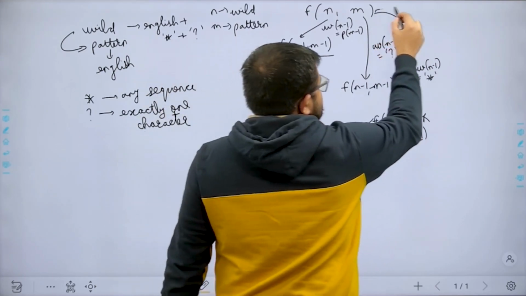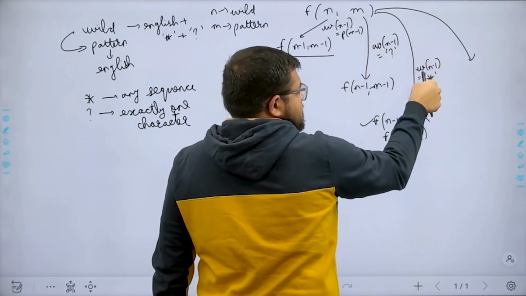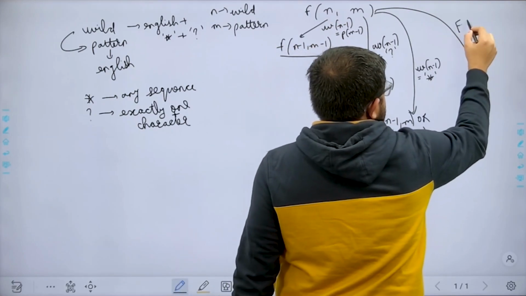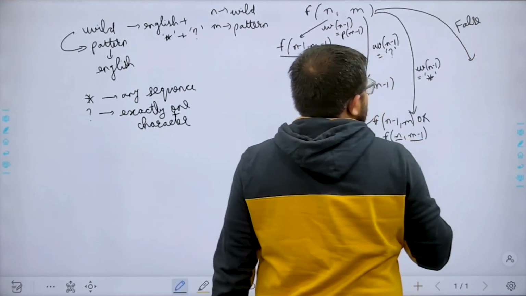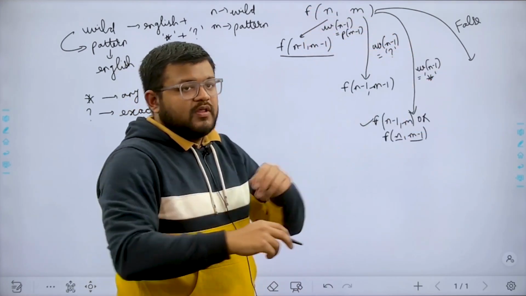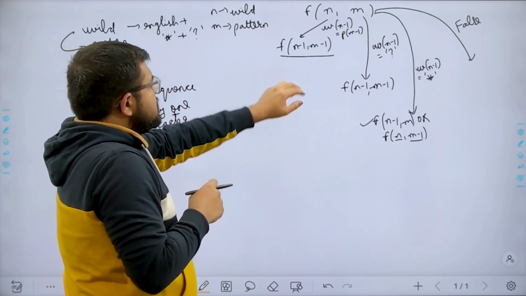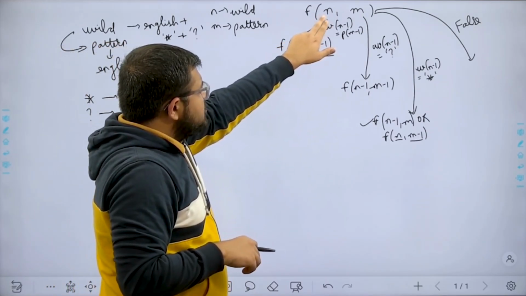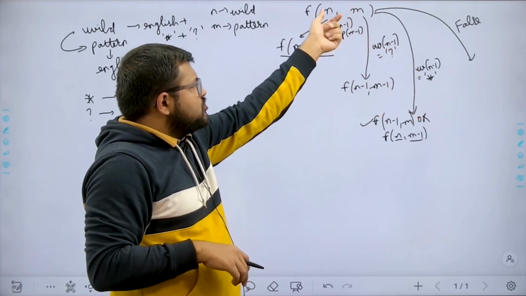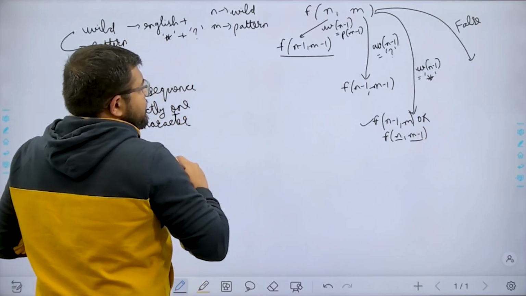And the last case could be if the wild character is not a question mark and it is not a star and it is not matching, then in that case we will simply say that this is false, right? Because if those two are not matching, we cannot go further. So this is the complete thing, because if there is a character in the wild string, it is not a question mark, it is not a star, and there is a character in the pattern also, and they are not matching, then how can we go further?